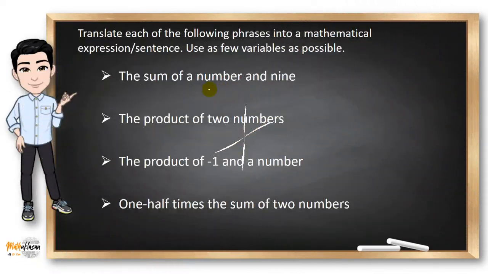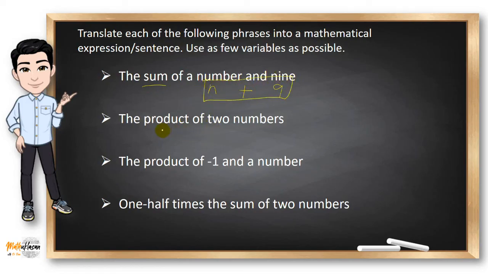Let's try these examples. Translate each of the following phrases into a mathematical expression or sentence. Use as few variables as possible. In the first one, the sum of a number and 9. The number is unknown, so let this be n. And 9 is translated into the digit 9. Since we are looking for the sum, the correct expression now is n plus 9.